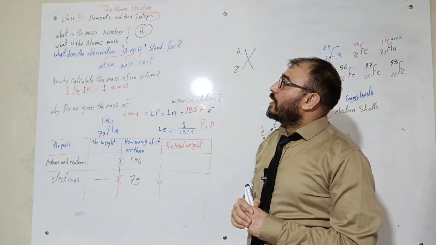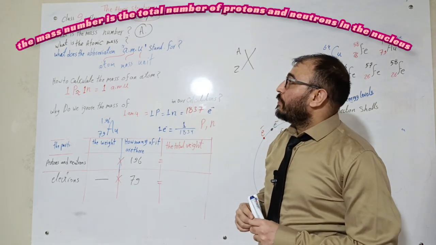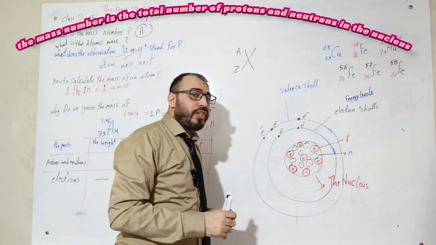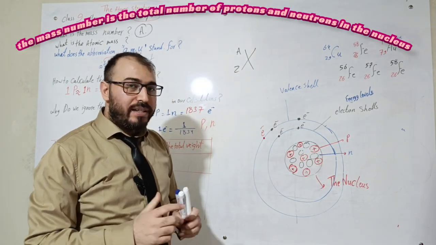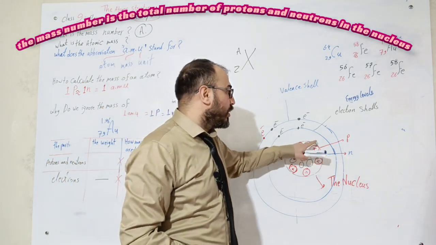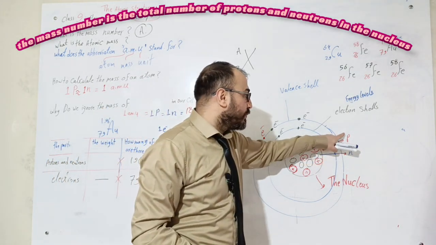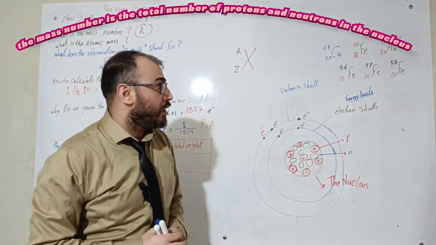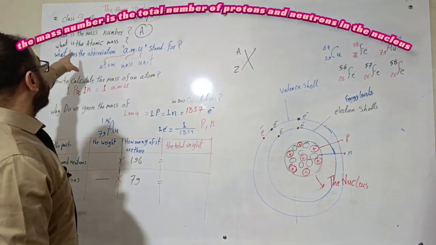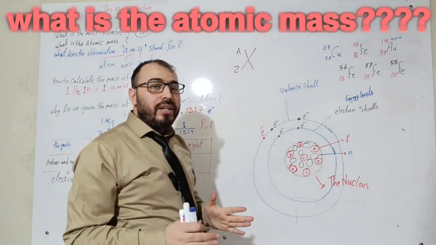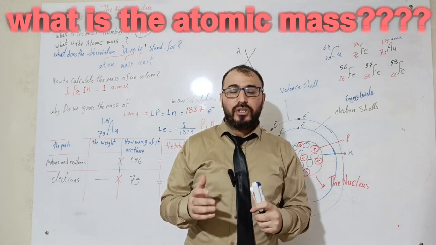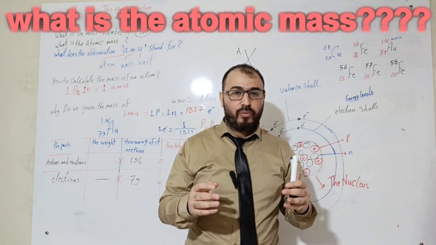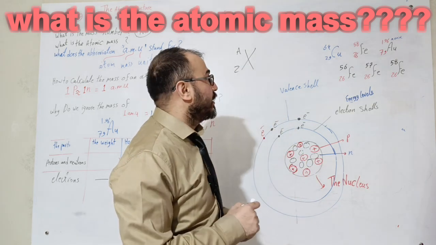First question is, what is the mass number? Actually, the mass number represents the total number of nucleons inside the nucleus. And of course, when I said nucleons, I meant the total number of protons and neutrons inside the nucleus. So what is the atomic mass? Generally, the atomic mass is a new term which emerged after this question which was asked by scientists.